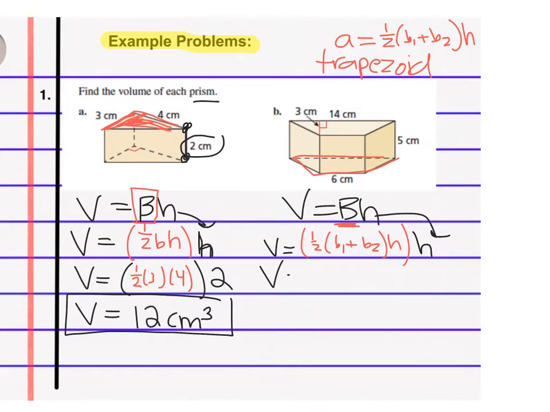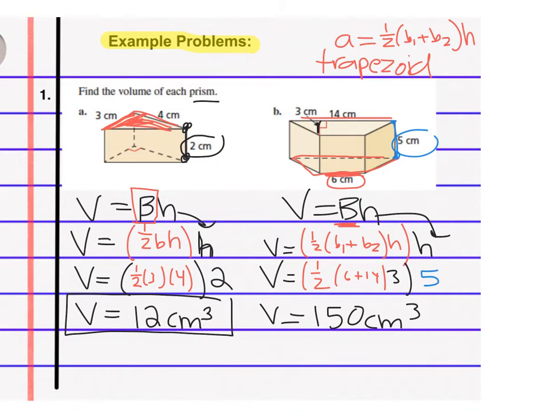So let's start plugging some numbers in for that. So 1/2, my two bases of the trapezoid, the top base is 6 right here. The bottom base is 14, so 6 plus 14. The height of my trapezoid right here is 3. And then the big height from base to base of my prism is 5. You can plug this whole thing into your calculator. You can do it in your head, however you want to do it. I'm getting 150 cubic centimeters. So make sure you're finding the area of the base, and then you are multiplying times the height of the prism.